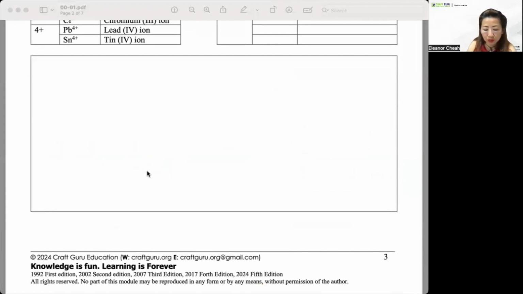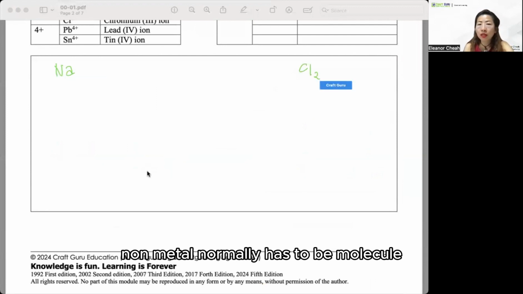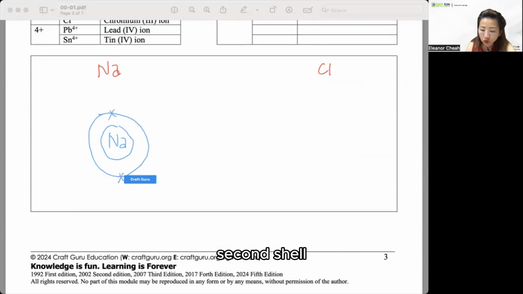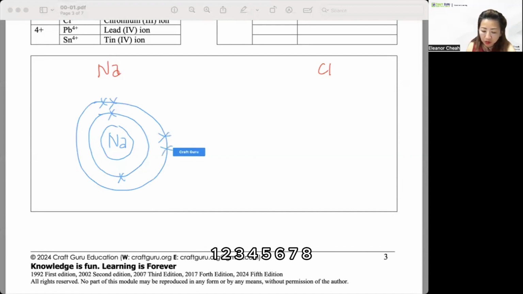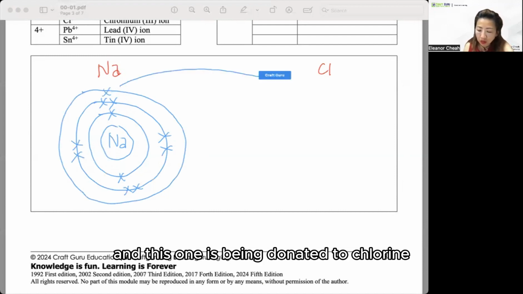Sodium reacts with chlorine. Chlorine, as we learned, is a non-metal. Non-metals normally have to be molecules. Sodium and chlorine. Sodium, the nucleus, the first shell, 2, second shell, 8. The last shell, 1. And this one is being donated to chlorine.